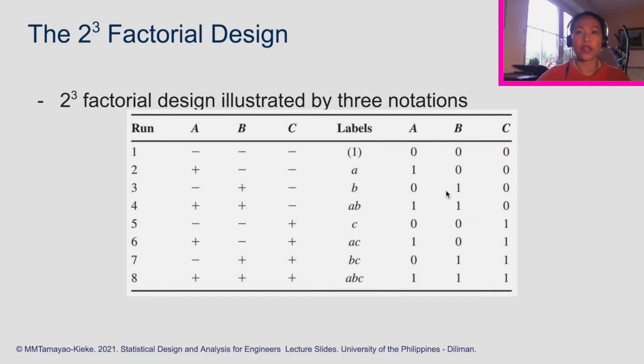Now we can extend the label notation introduced under the 2 to the 2 factorial design. We note here that there are 3 different notations in a 2 to the k factorial design. You have the geometric coding, also known as orthogonal coding or effects coding, and then the lowercase letters to denote treatment combinations. And then, of course, you have the use of 1 and 0 to denote high and low levels, respectively, instead of plus and minus signs.